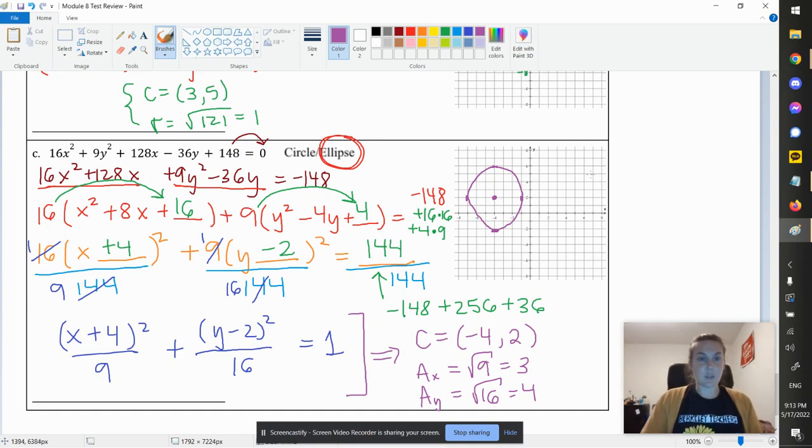Y'all, that's the Module 8 review. The test looks just a lot like this. There's a couple more bonus points available on the test, but those are bonus, so I'm not going to go over them. If you have questions, definitely bring them to class on Thursday during review. I'll be here before and after school as well. Go team. See you soon. Good luck studying.